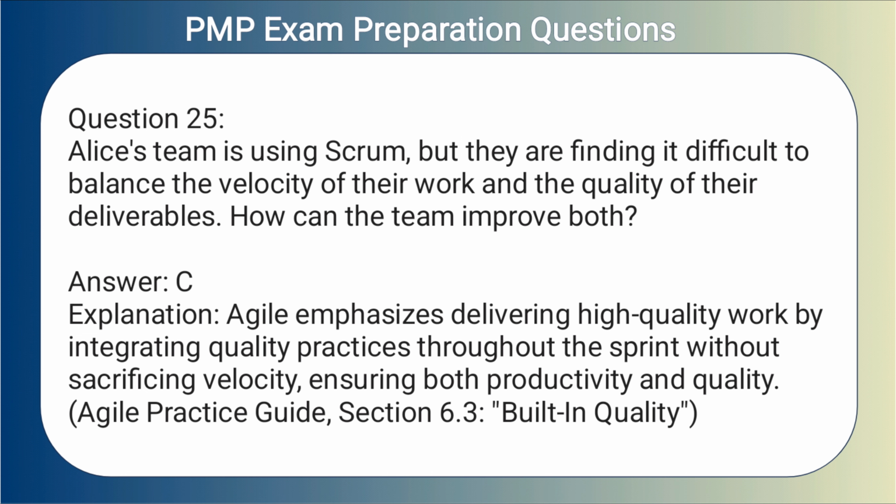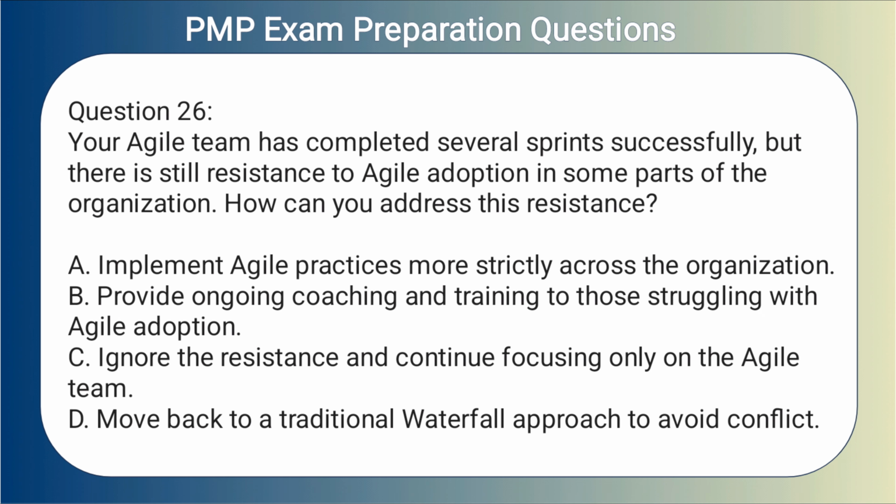Answer. C. Explanation. Agile emphasizes delivering high-quality work by integrating quality practices throughout the sprint without sacrificing velocity, ensuring both productivity and quality. Question 26. Your Agile team has completed several sprints successfully, but there is still resistance to Agile adoption in some parts of the organization. How can you address this resistance?